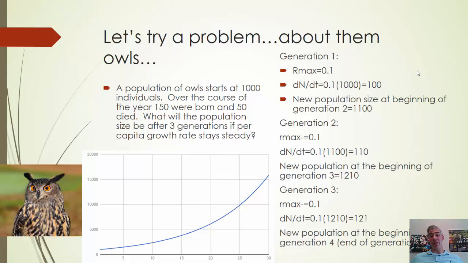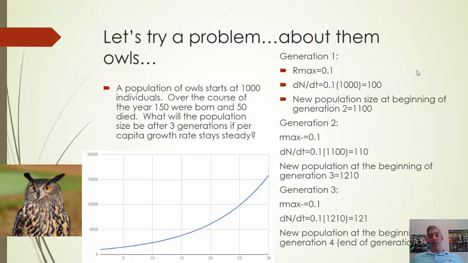Then we do the second generation. Our R max stays the same. It does not change. We then plug it in, but now we multiply it by that population, 1,100. That goes into generation 2. How many individuals are now being born, or how much is that population increasing by now? 110 individuals. We then add that back to the original, which is 1,100, giving us a total of 1,210.